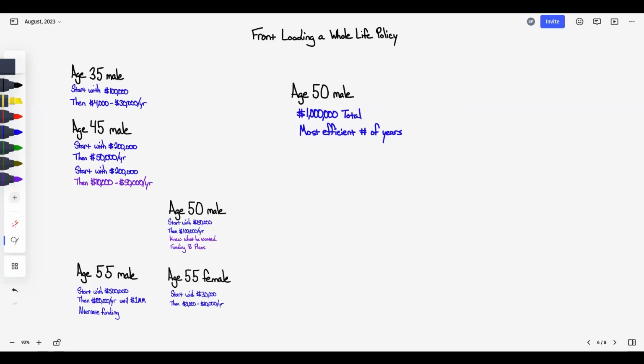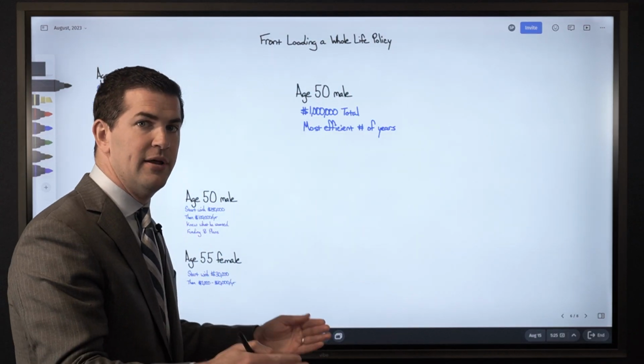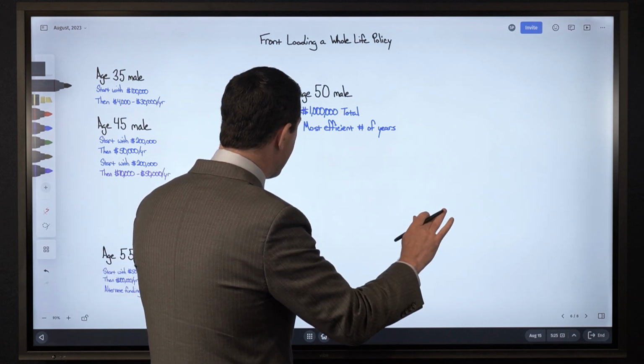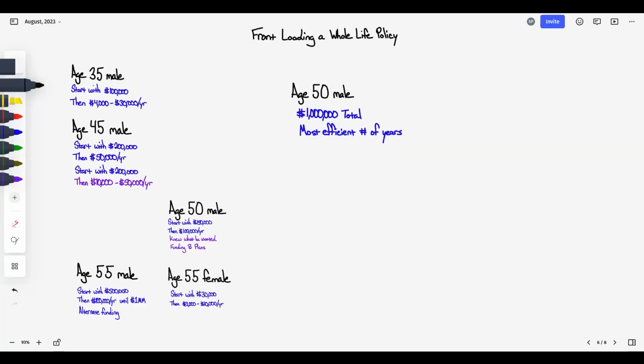So what we want to look at here first is the most efficient number of years. We're going to look at 3 examples. We're going to look at the same company, the same product, same health rating. Everything will be an apples to apples comparison, except for how he gets the money into the policy. So we'll look at scenarios A, B, and C.